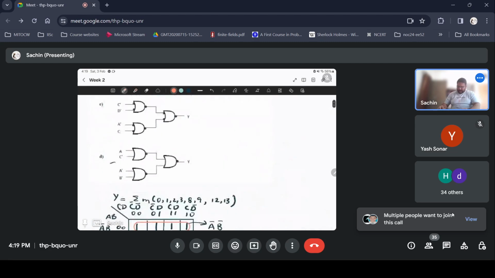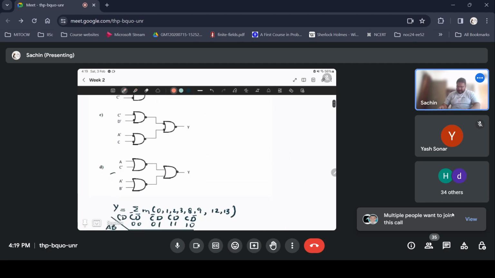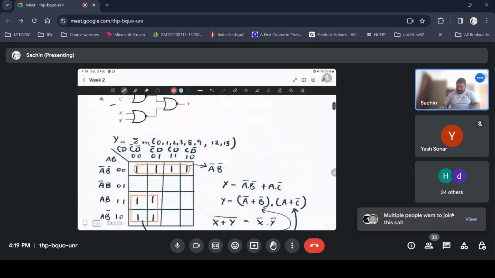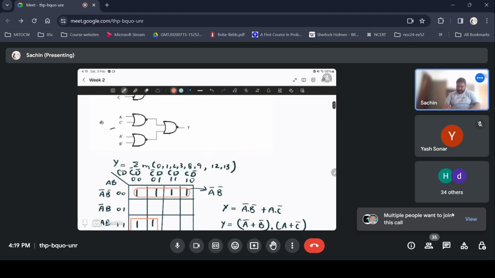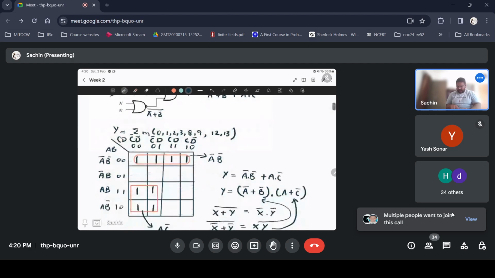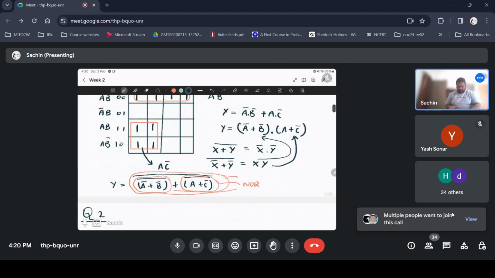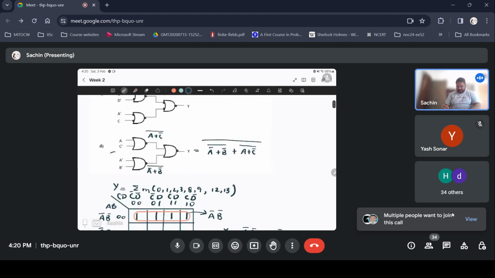So if you look at option D, you get this is A bar plus B bar whole complement. This is A plus C bar whole complement. So Y will be equal to A bar plus B bar whole complement plus A plus C bar whole complement, the entire thing complemented, which is the expression that we have. So the right answer is option B.